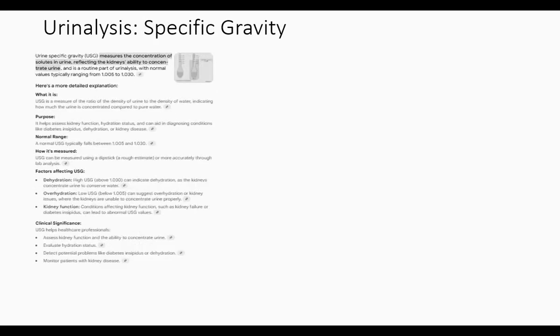Specific gravity measures the concentration of solutes in urine, checking the kidney's ability to concentrate urine. Now how is it measured? It can be measured using a dipstick or more accurately through lab analysis. Clinical significance: USG helps healthcare professionals assess kidney function, evaluate hydration status, detect potential problems like diabetes, and can monitor patients with kidney disease.